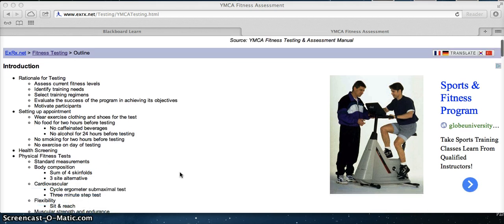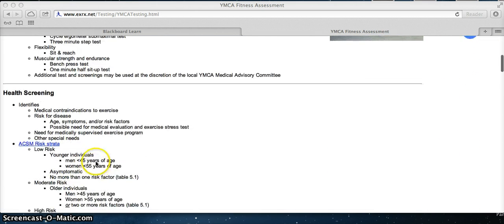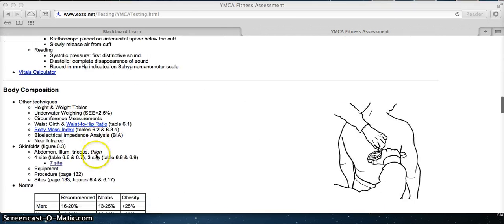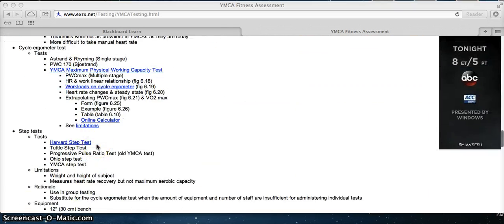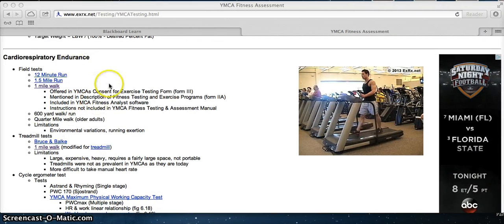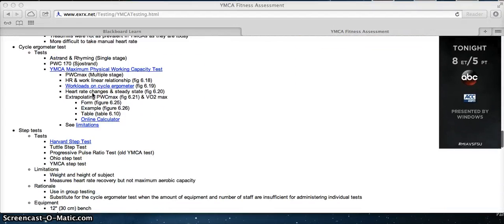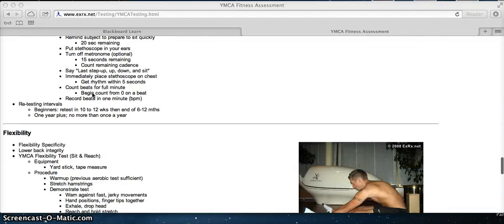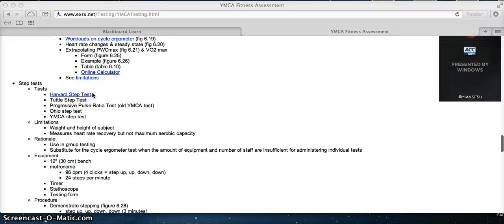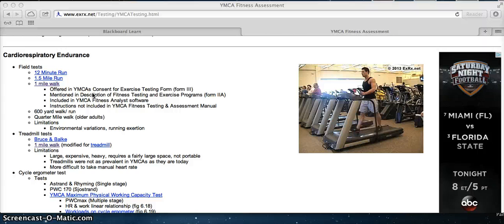xrex.net is a free resource that outlines the rationale for testing, numerous screenings, measures, and assessments. So if we look at cardiorespiratory endurance, we can find several field tests, treadmill tests, cycle tests, and step tests. It gives us procedures, norms, and items to consider.